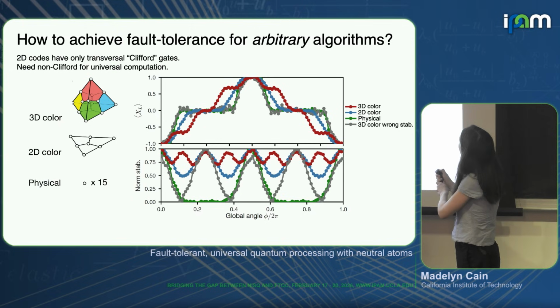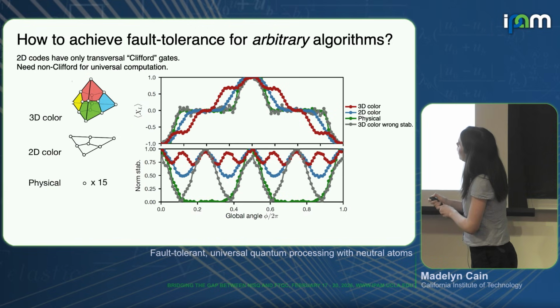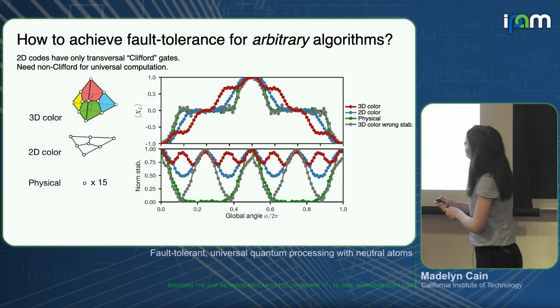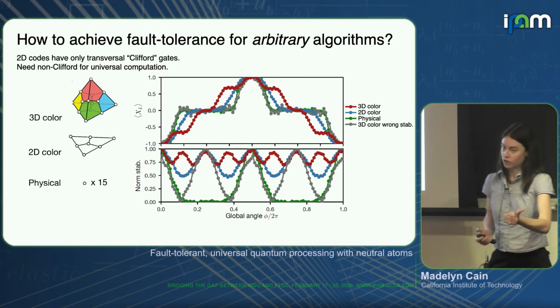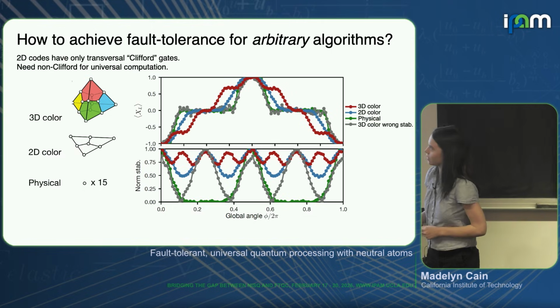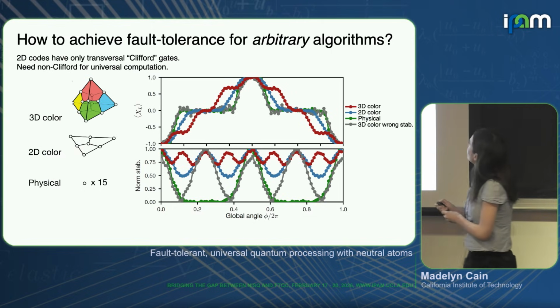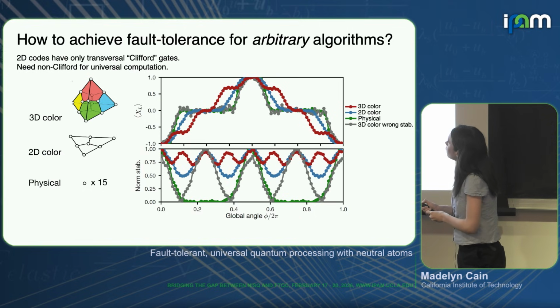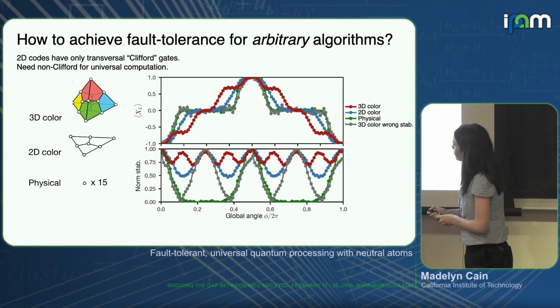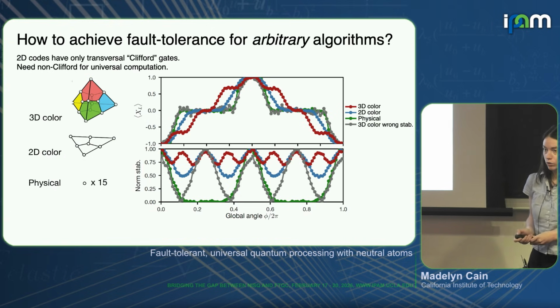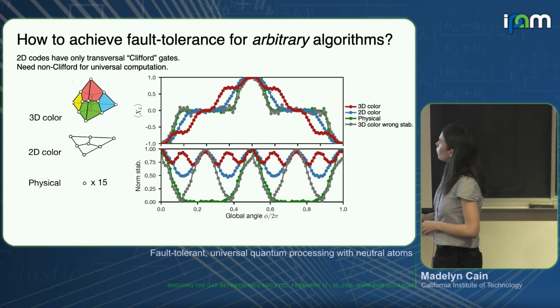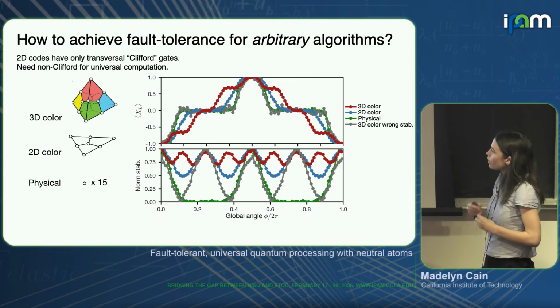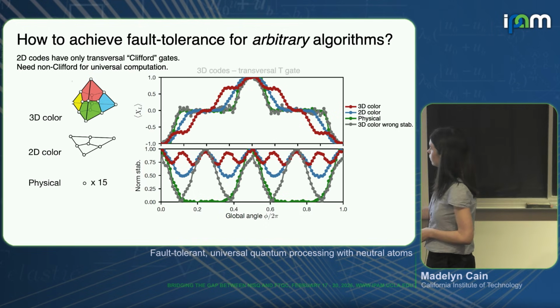So in particular, if you look at this 3D color code, at these angles here, we have a plateau that corresponds to a transversal T gate, or basically a 45-degree rotation about the z-axis, I think. Whereas for the 2D color code, you have no such plateau at these 45-degree angles, and you only have one at a pi/2 angle, which corresponds to a transversal, I believe, S gate in this case. So what we see is that the dimensionality of the code affects what transversal gates you get.